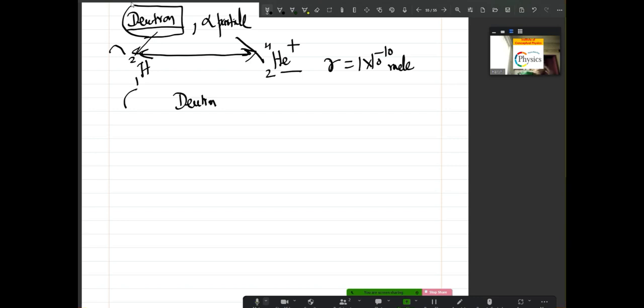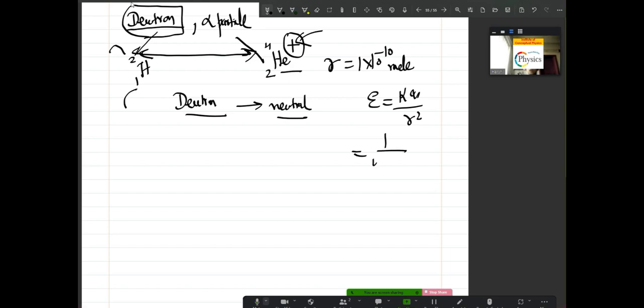If you don't have a freely available charge, like a positive sign, how can you produce an electric field? You are a deuteron, which means you are neutral. I could have calculated the electric field due to helium, which is positively charged, and said the electric field due to helium is kq by r square.